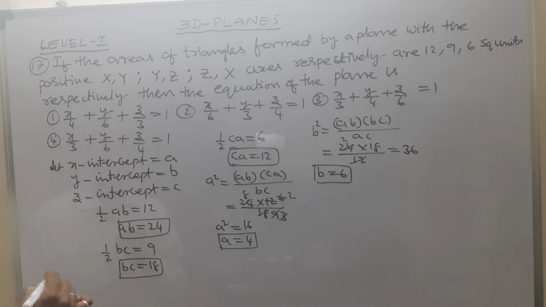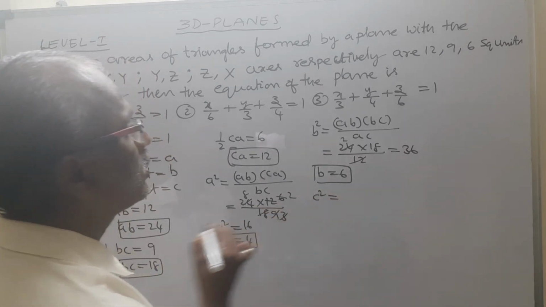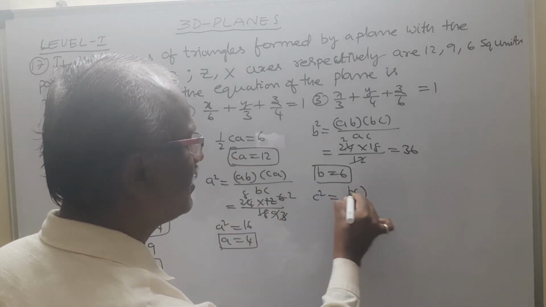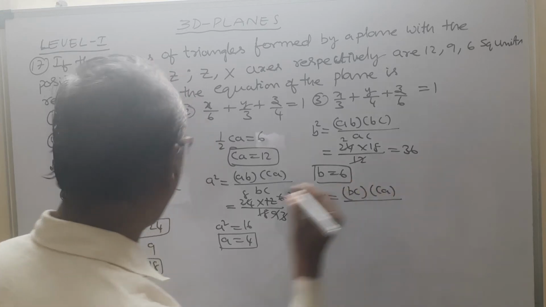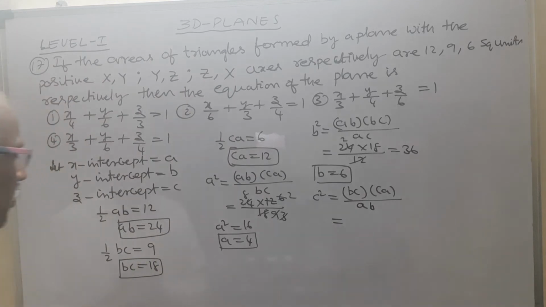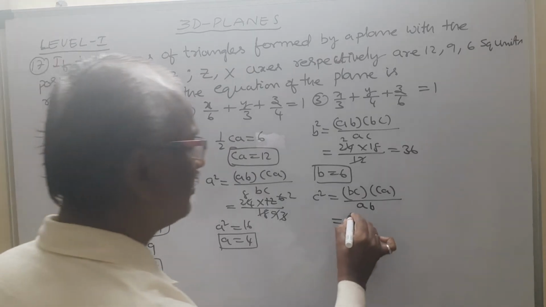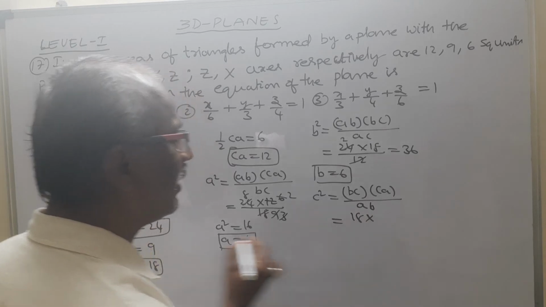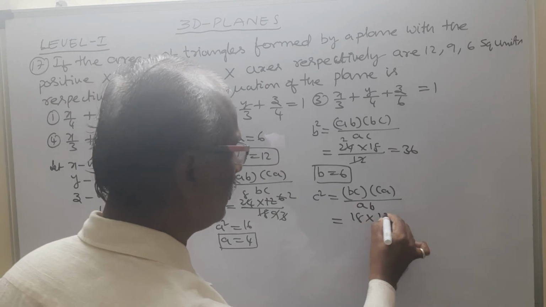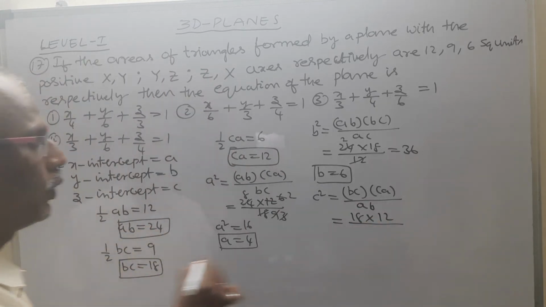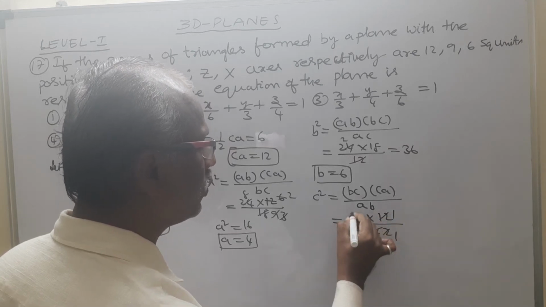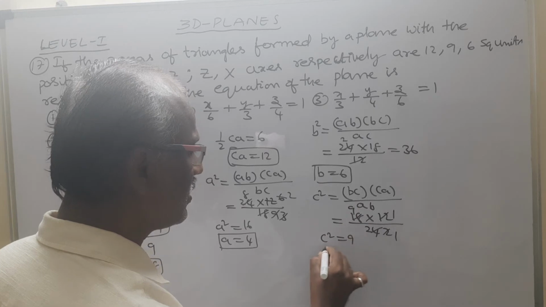Next to find c square. c square equal to bc into ca by ab. Here the bc value is equal to 18, ca value equal to 12 by ab 24. 12 ones are 12, 2 ones are 2, 9. c square 9, c is equal to 3.